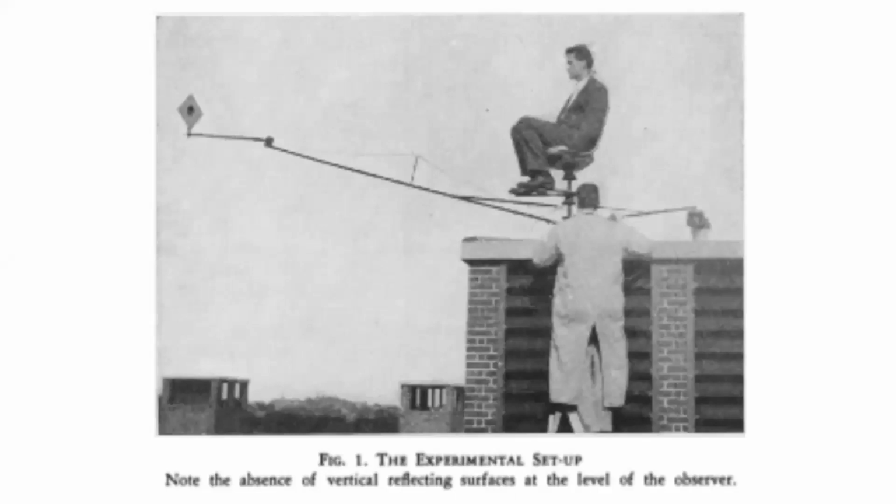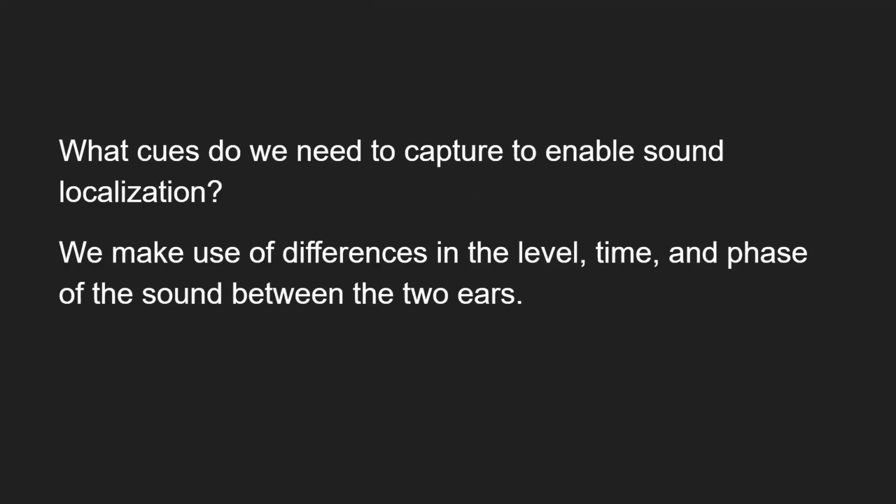To do this localization, again, you want to manipulate the sounds people are hearing. This is another experiment that's on the roof of a building at Harvard about 100 years ago. So what are the cues? What's the information that your brain needs to try to calculate where things are coming from? And there's 3 main things I'm going to hit here. There's level, just the intensity. There's the time it takes to arrive, and there's the phase difference between the 2 ears.